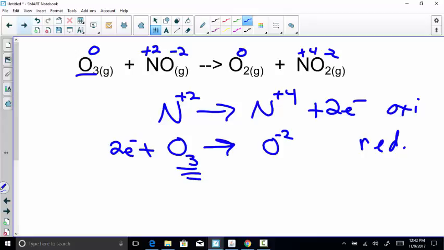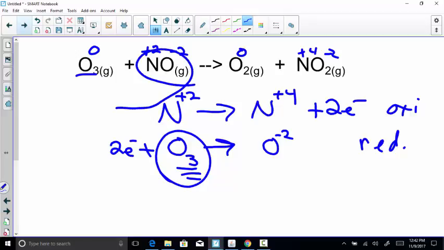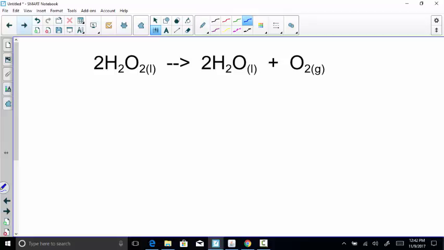So, what is the oxidizing agent? O3. Okay, is the oxidizing agent. What is the reducing agent? NO. NO. Now it gets even more interesting.